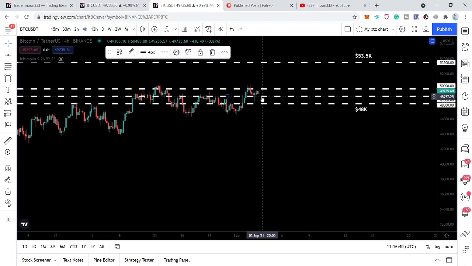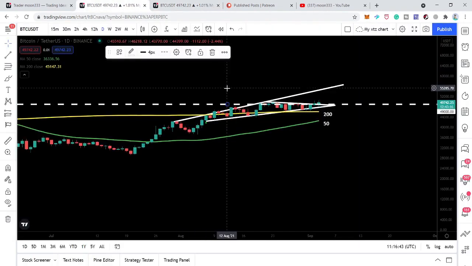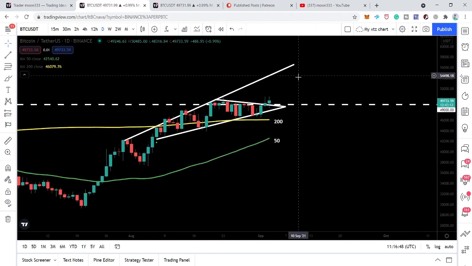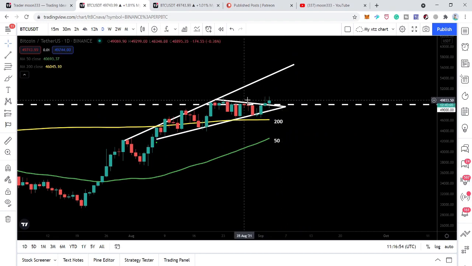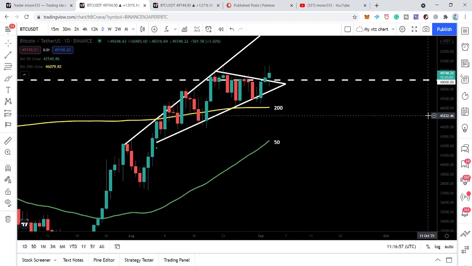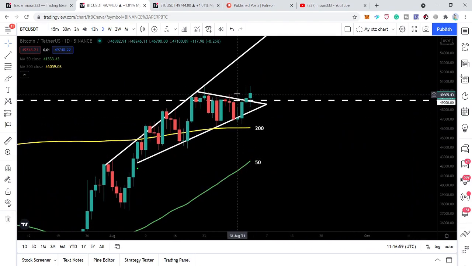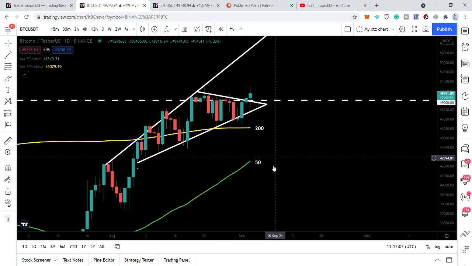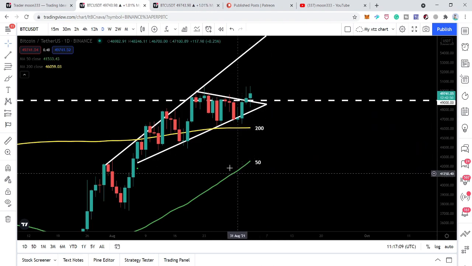If I copy this $49,000 support level from here and paste it on the same daily time frame chart, where I have placed this triangle, then you can see that we exactly have this $49,000 support level where the previous resistance of the triangle is now working as a support. Now we have a very strong support of $49,000 because we also have this previous resistance of the triangle working as a support, and soon we are expecting this golden cross.